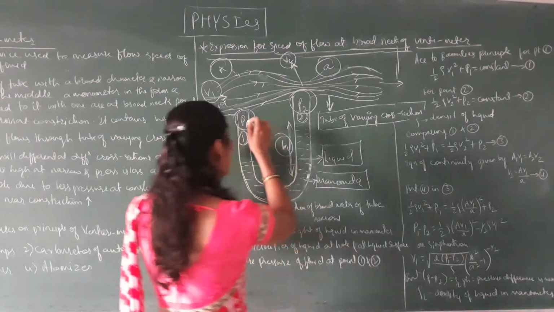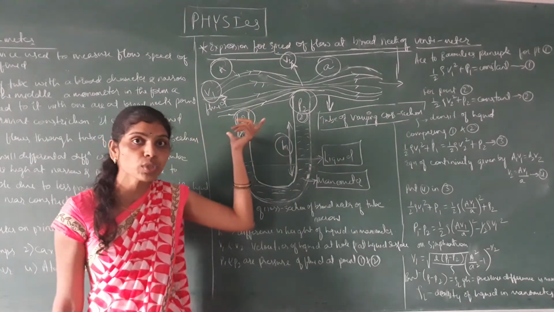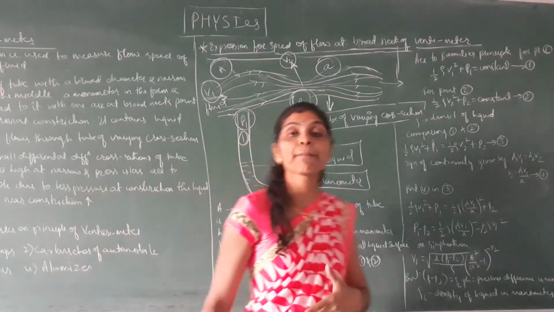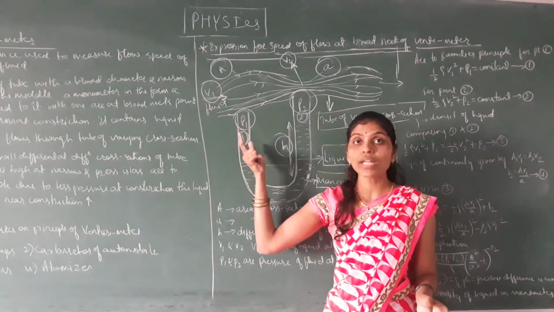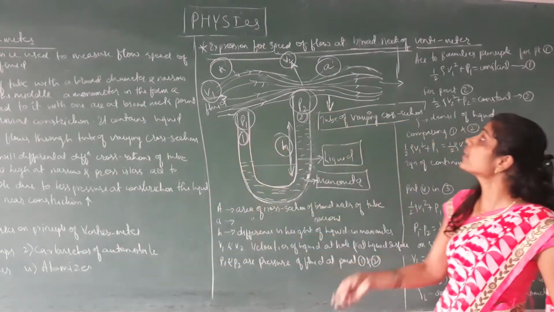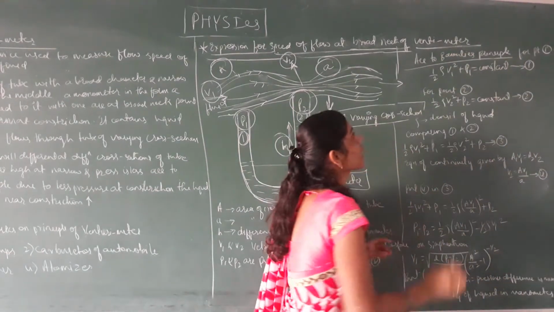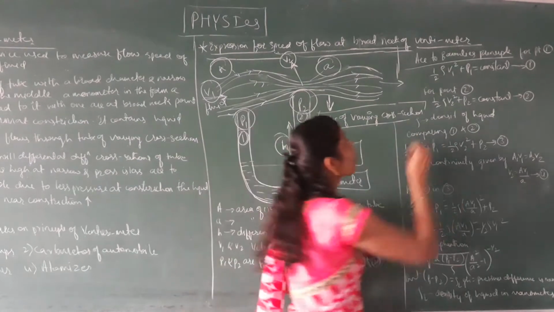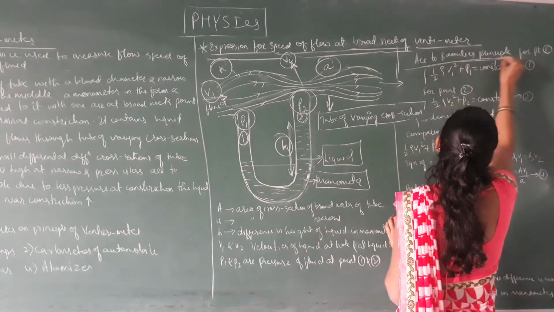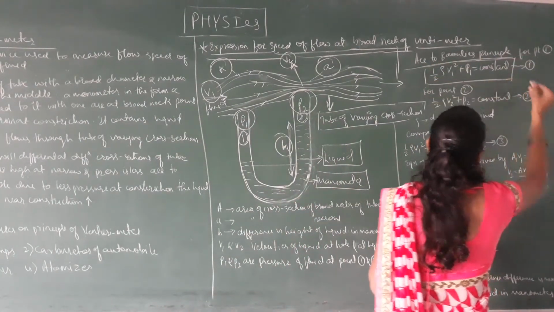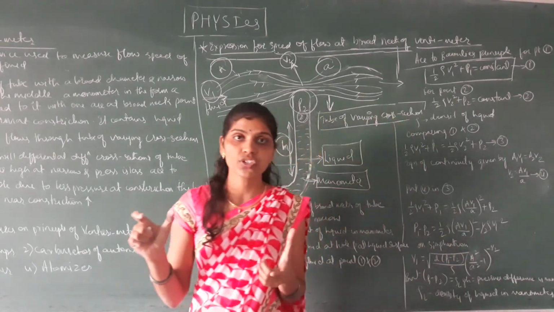We know, if you apply Bernoulli's theorem to point 1, what happens? According to Bernoulli's principle for point 1, we write the equation half rho v1 square plus p1 is equal to constant. Consider that as equation 1.